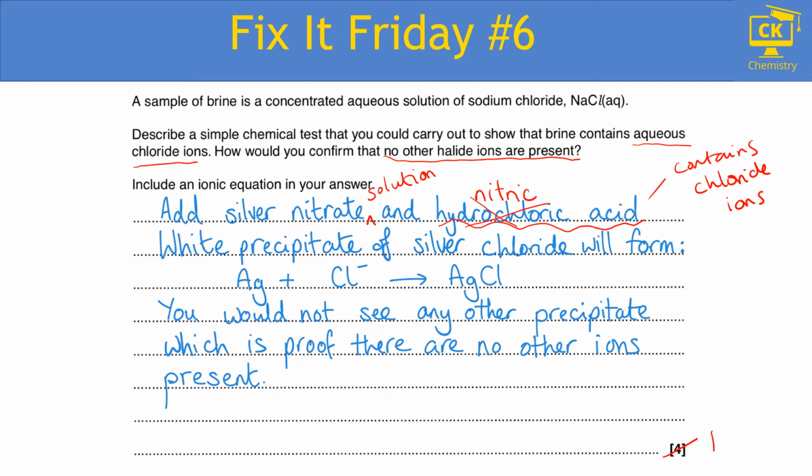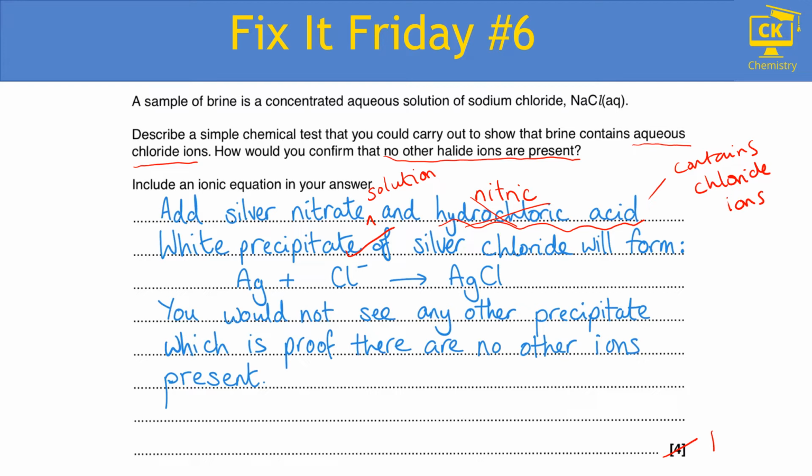Then we've got the 1 mark that was achieved in this question, which was for saying a white precipitate. So that does get us the mark. Make sure that you always include the word precipitate and don't simply give a colour change if precipitate is the observation.